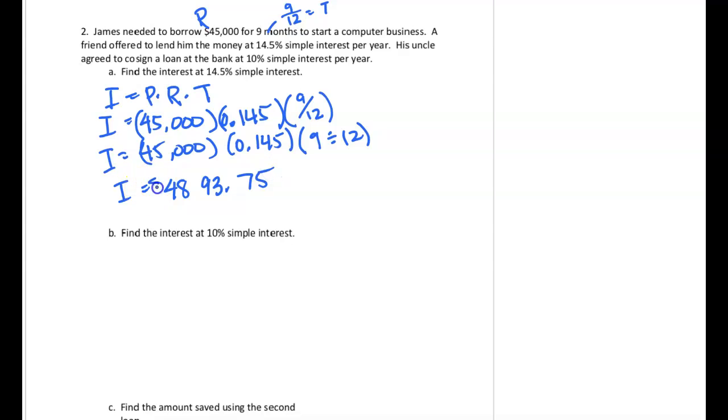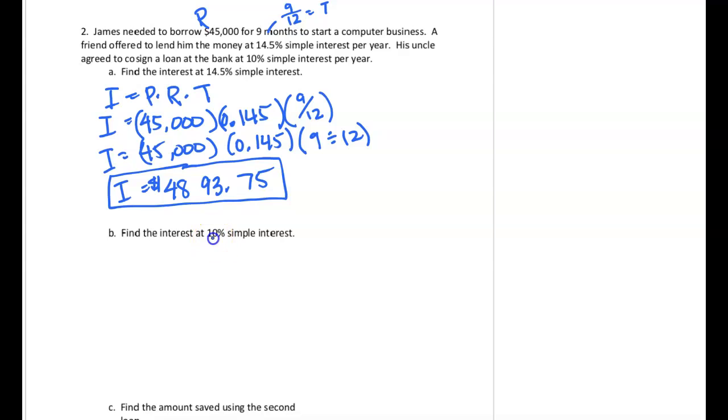If you're trying to do it in one shot on the calculator, 9/12, the fraction bar is a division symbol. So it would be 9 divided by 12. Putting all of this together, multiply 45,000 times 0.145 times 9 divided by 12, and I have $4,893.75. That's the interest on the account. Okay, the amount above and beyond what you're borrowing.